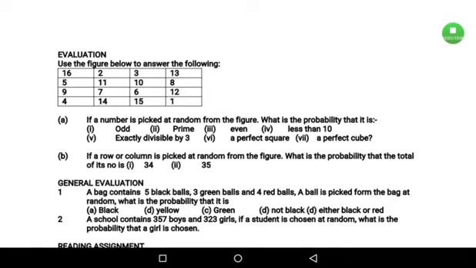Like 4 having 2 as a square root. Like 100 having 10 as a square root. Like 144 having 12. Like 169 having 13, etc. So you look for the perfect squares in this table over the number of total entries.